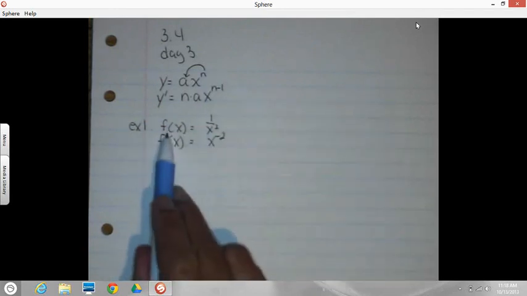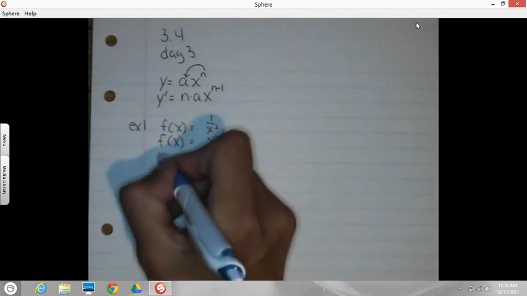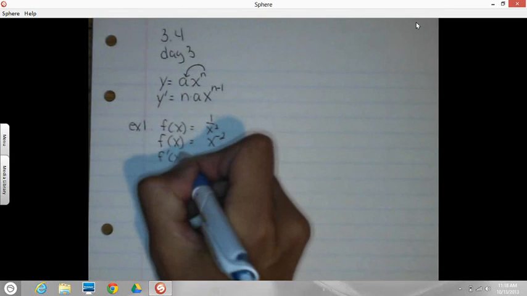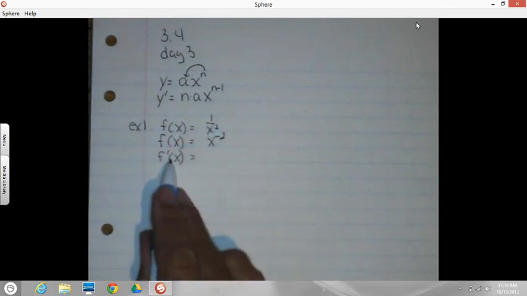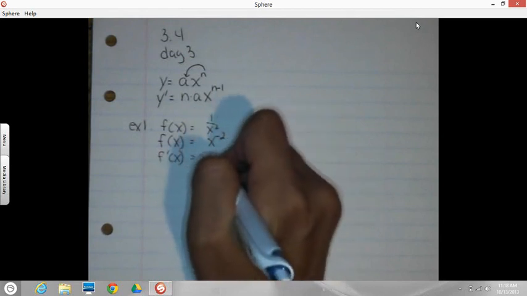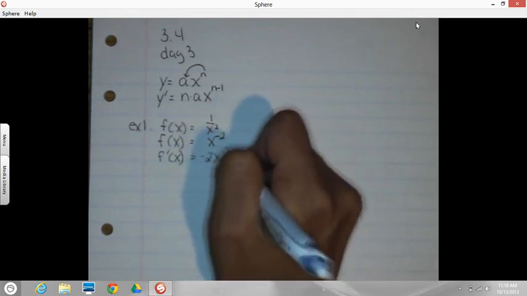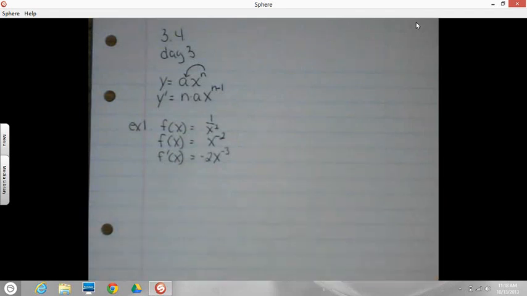Notice how I didn't say I did derivative yet, because I didn't. All I did was rewrite this equation with a negative exponent. Now I'm going to do the power rule, so now I'm doing the derivative, so I've got the right notation. So the negative 2 comes down as a multiplier, times x to the 1 less power, gives me negative 3, and now it's done.